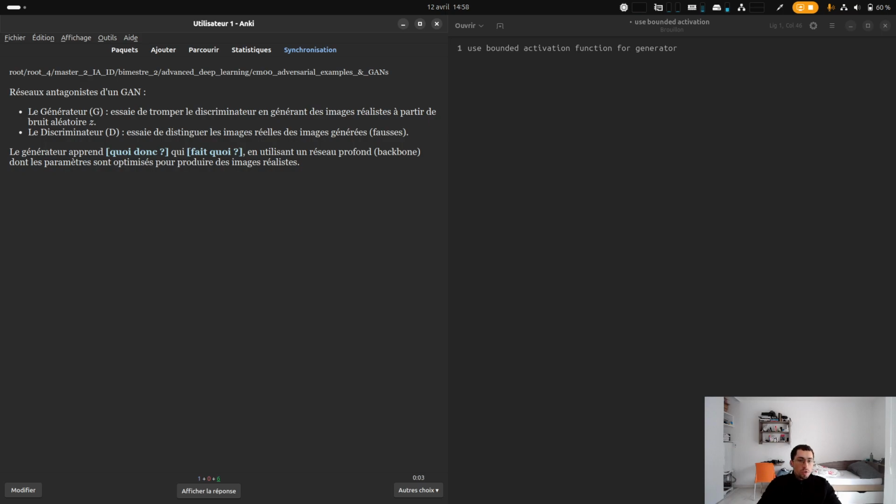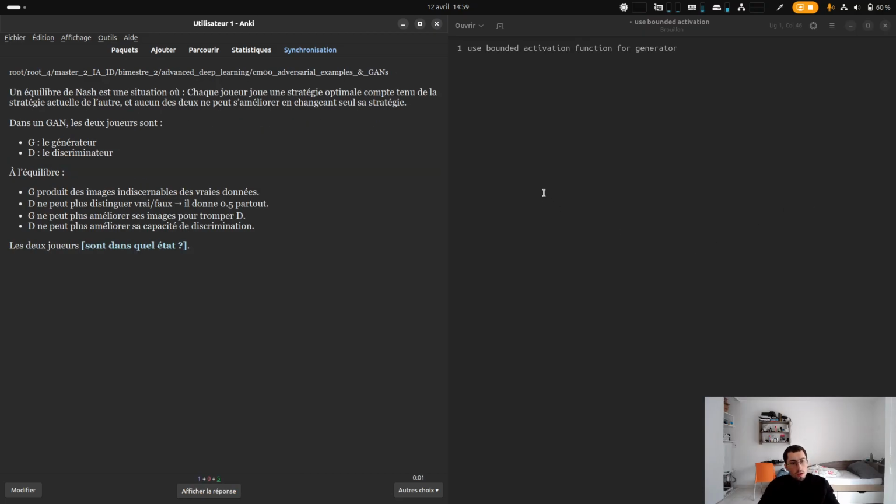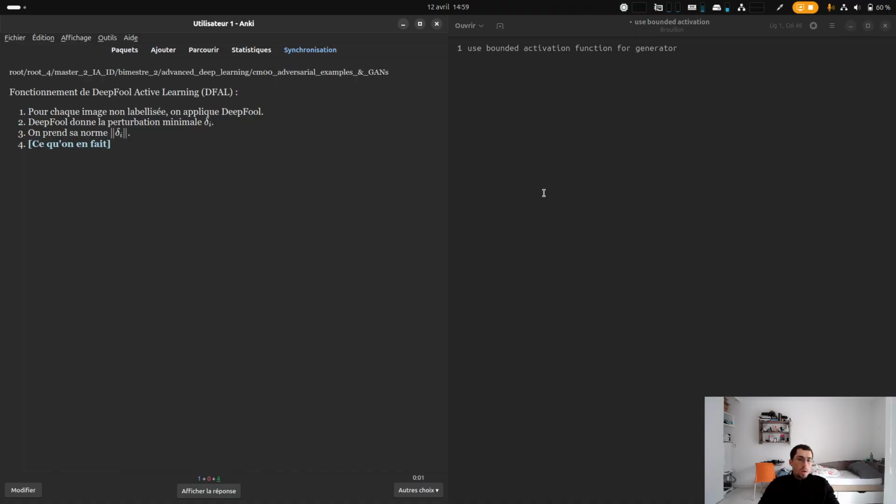Generator learns a nonlinear transformation from noise to image space, which does this. The two players are in a mutual optimum. They are stuck in mutual optimum. For deep active learning, you send to the oracle the images with the smallest margin value.